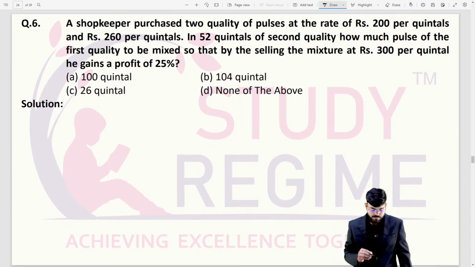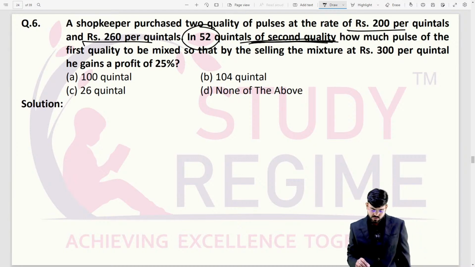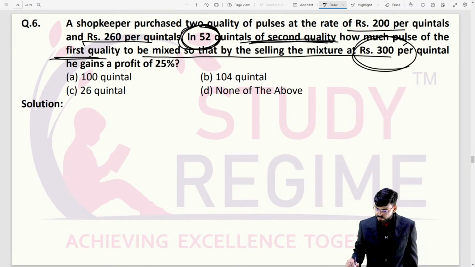Okay, a shopkeeper purchased two qualities of pulses at a rate of 200 per quintal and 260 per quintal. In 52 quintals of the second quality, how many pulses of the first quality are to be mixed so that by selling the mixture at rupees 300 per quintal, he gains a profit of 25%.